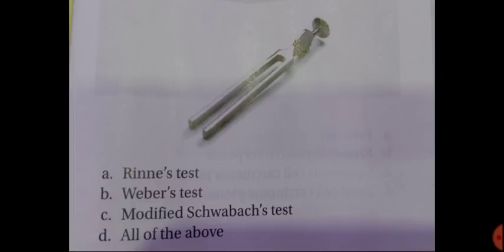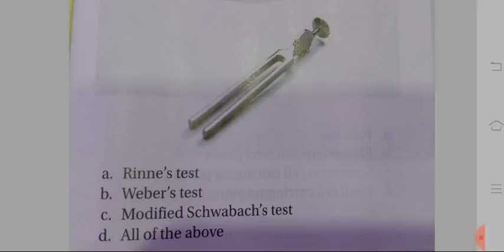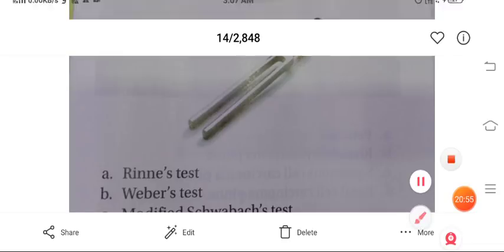Now with this instrument, what all can you do? The answer here will be all of the above. Rinne's can be done, yes. Weber's and modified Schwabach's test. Basically all of these are tuning fork tests. In Rinne's, you know the interpretation. Weber's you also know, but many times you get confused about what the interpretations are.